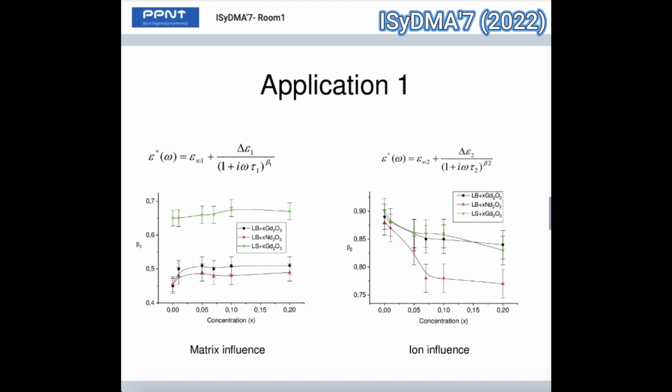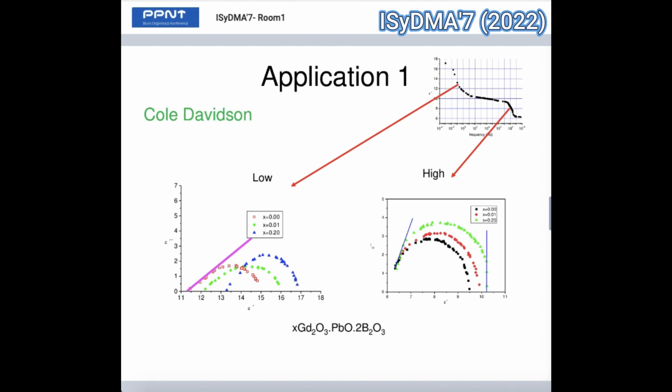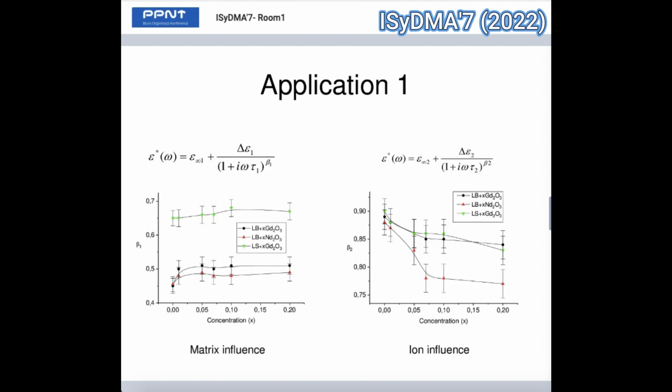Also, to see what happens in the high frequency regime, I do the same. So here I see that the black and the red are the same. That is lead silicate and lead borate with gadolinium. That is, these two curves are for gadolinium. And when I change the ion, the 1 minus alpha changes a lot. This means that here in the high frequency regime, we are seeing exactly the influence of the ion.